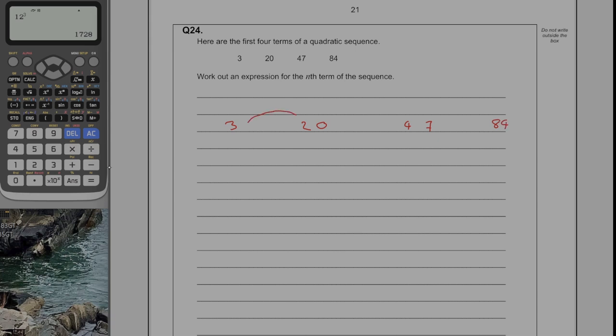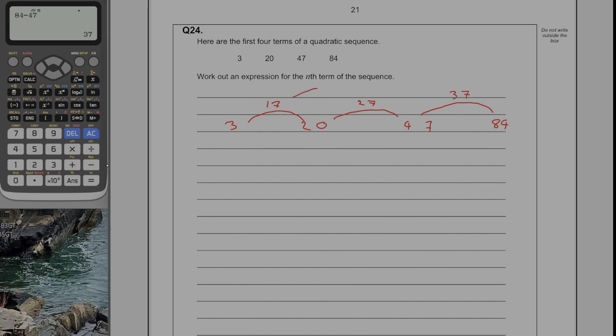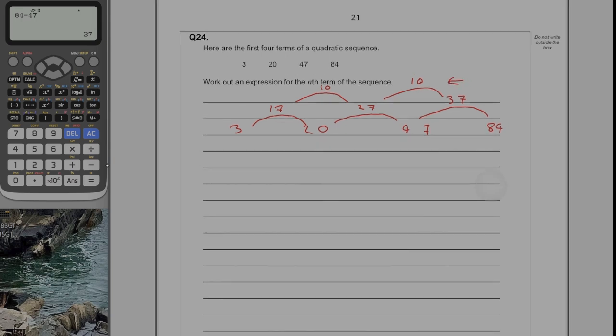Right, the first set of differences then is 17. Second set of differences is 27. And third set of differences is 84 minus 47 is 37. Right, second set of differences then is 10. So that must mean that my sequence must start with half of that squared, so 5n squared.